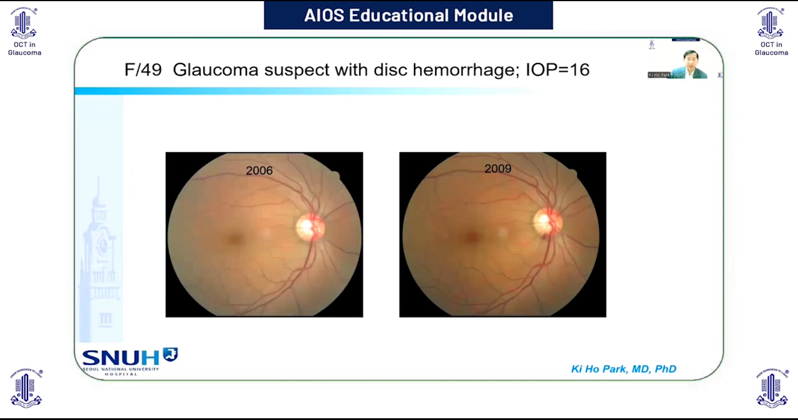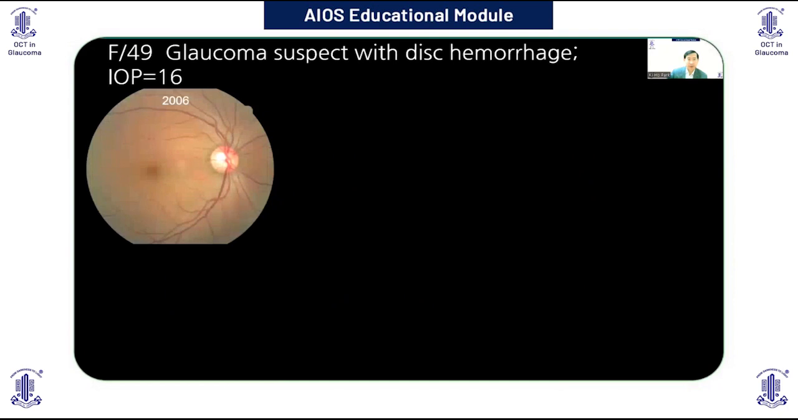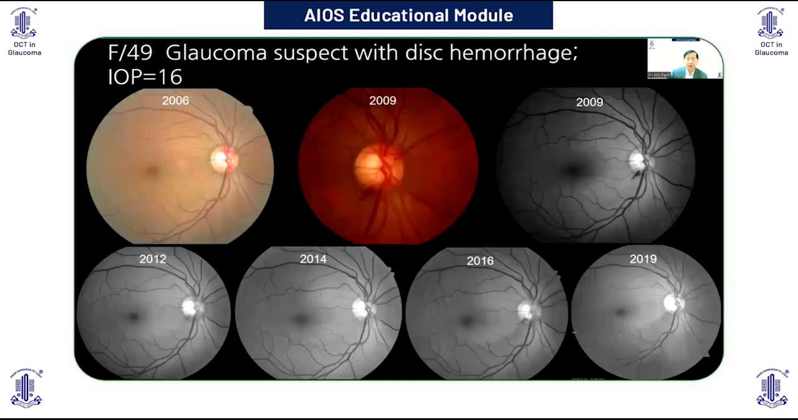At the time, RNFL photograph showed no abnormality, and we followed up this patient for about 10 years, and we found that there were recurrent disc hemorrhages and also corresponding retinal nerve fiber layer change inferotemporally.